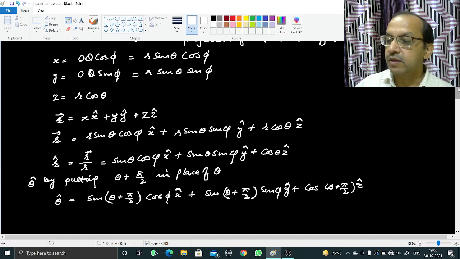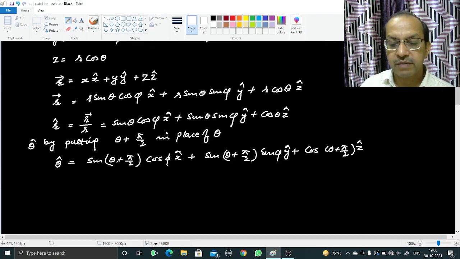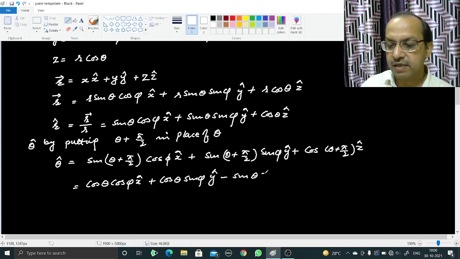So it is sine of pi by 2 plus theta, that is cos theta, cos phi x cap. This sine of pi by 2 plus theta is cos theta, that is cos theta sine phi y cap. This cos of 90 plus theta, that is minus sine theta z cap. It is actually theta cap.